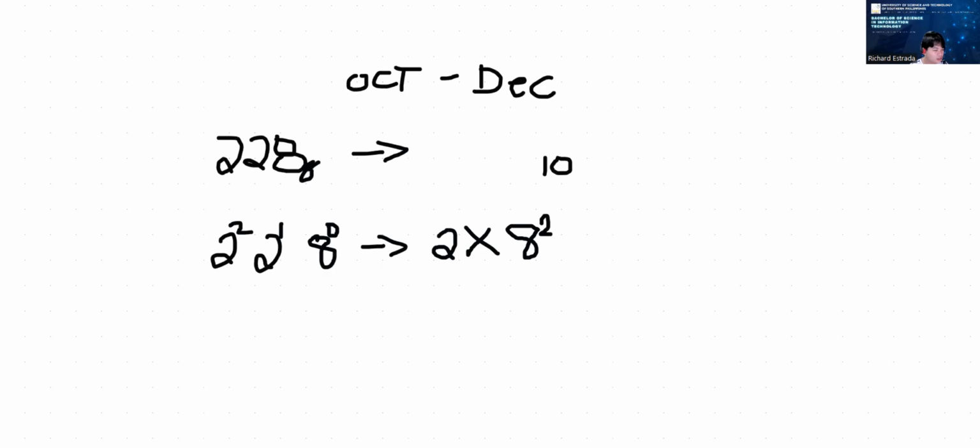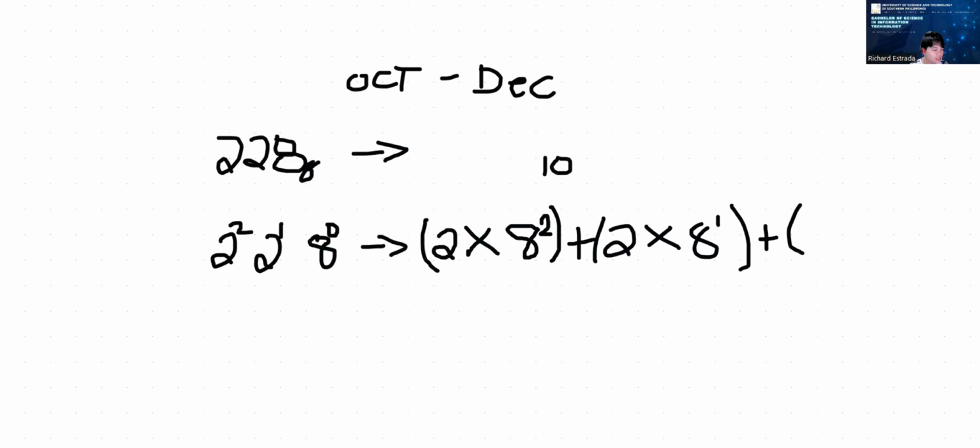You can add parentheses so you don't get confused. And then next is the digit 2 multiplied by 8 to the position 1. And then plus 8 to the position 0. And then after that, equals, to make it easier.